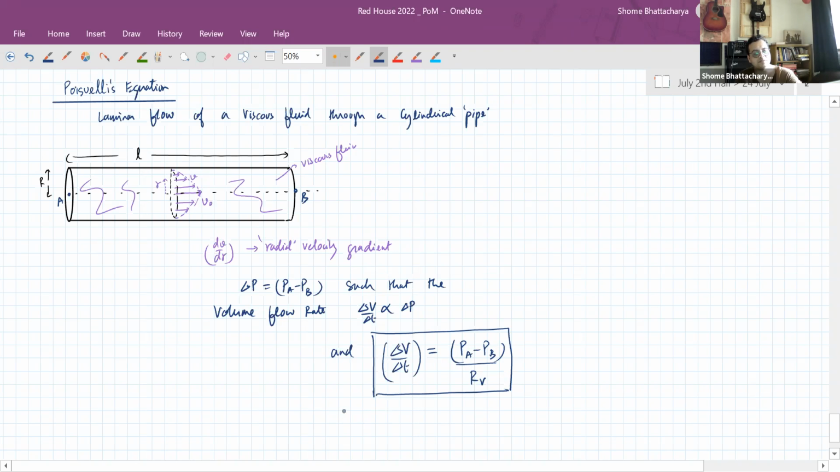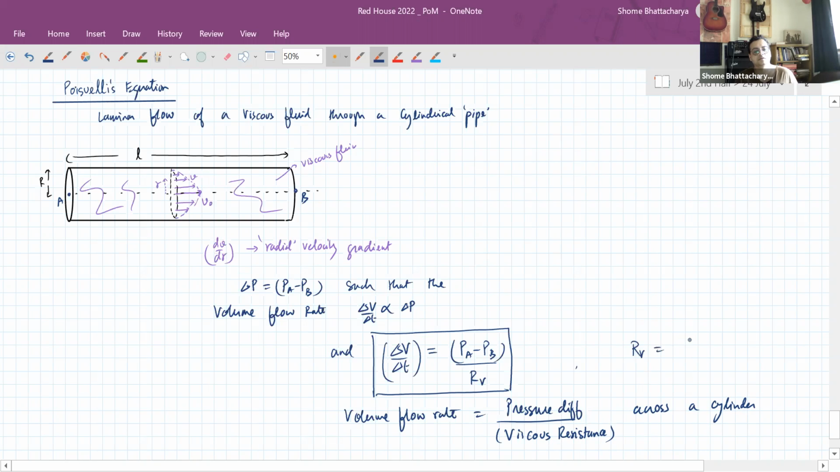Poiseuille's equation tells us the relation between the volume flow rate and the pressure difference divided by viscous resistance across a cylinder, for laminar flow of liquid. We'll prove that this viscous resistance comes out to be 8 eta L upon pi r to the power 4, where eta is the coefficient of viscosity of the fluid, L is the length of the pipe, and r is the radius of the pipe. 8 and pi are just numerical factors. So viscous resistance is given by this formula.